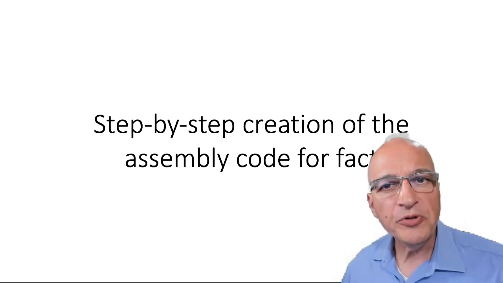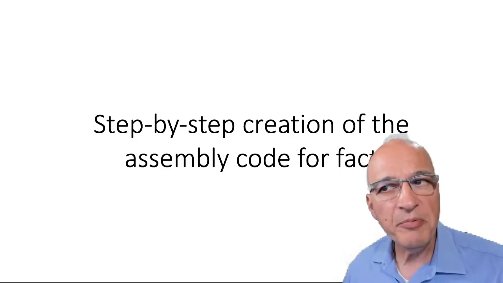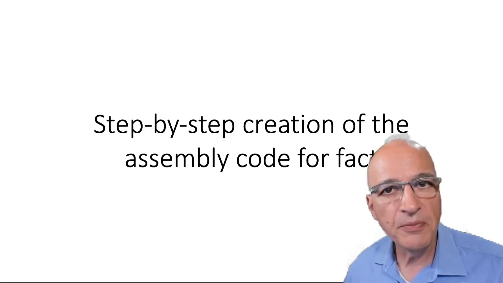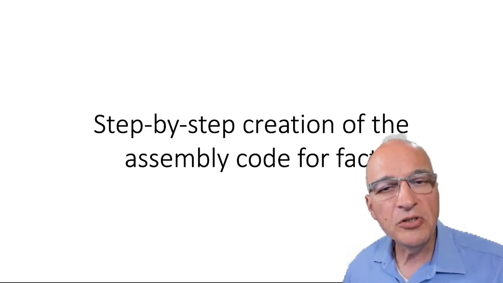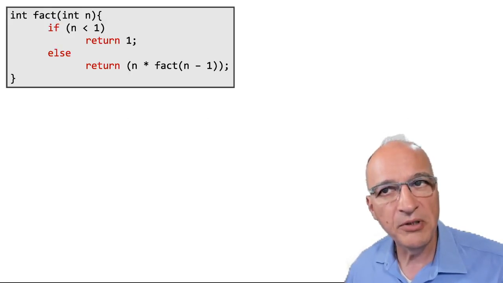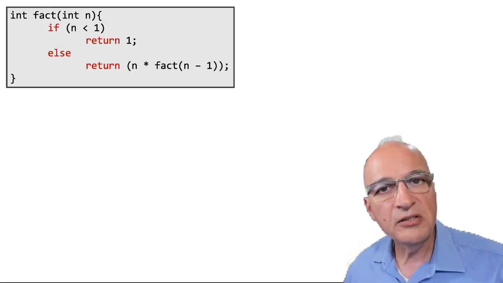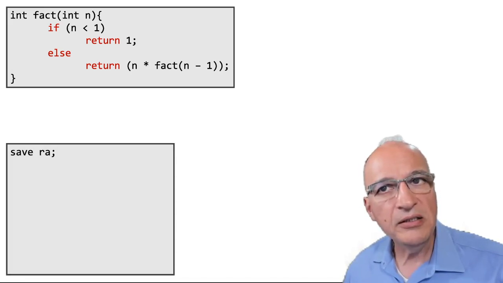We'll use this opportunity to illustrate a step-by-step creation of an assembly function from a C function. I will be slowly lowering the representation of the function until I get close enough to the assembly code that it is very easy to write the assembly code. So let's start with the code for the factorial function that's given on the top of the slide. And let's start lowering this representation.